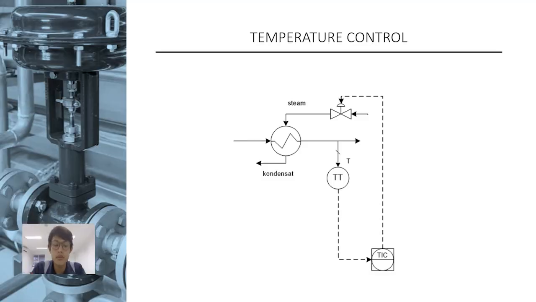Temperature control. The temperature control system has a function for changing the phase of the substance and the temperature of the variables that pass through it. So, the first step is that the cold fluid will pass through the heat exchanger to be heated to a certain temperature according to the set point. On the other hand, the hot steam will pass through the heat exchanger and then will change phase to become condensate.